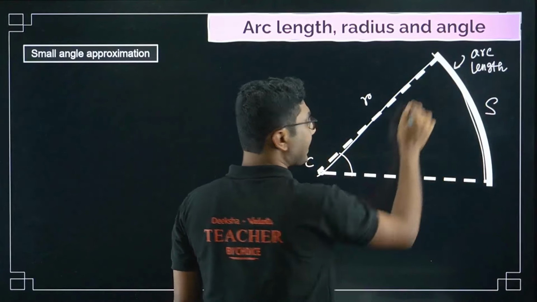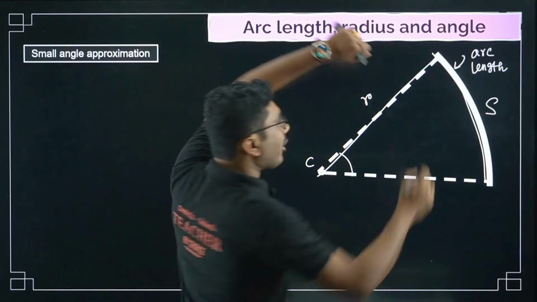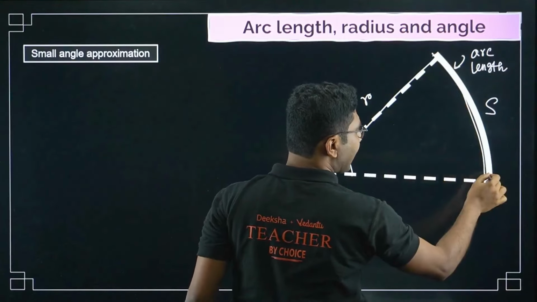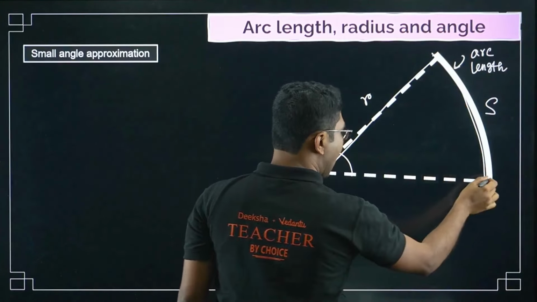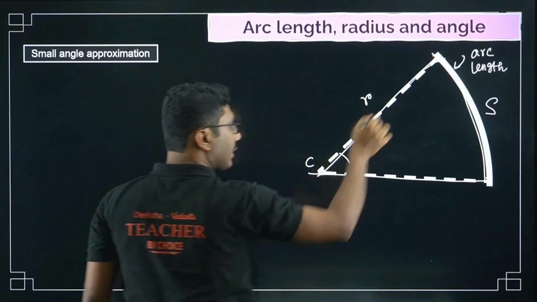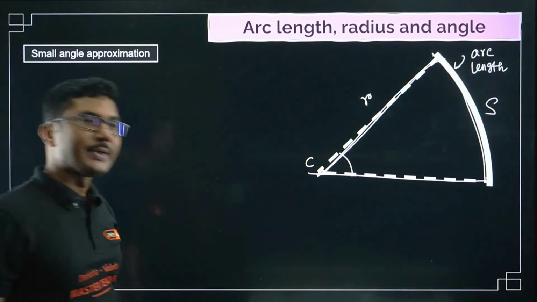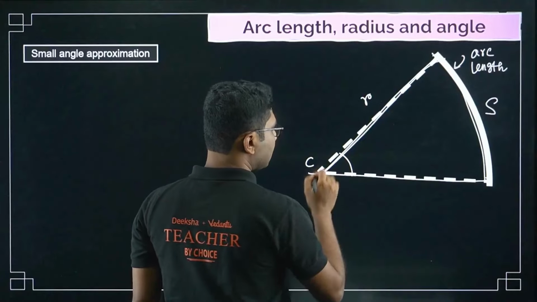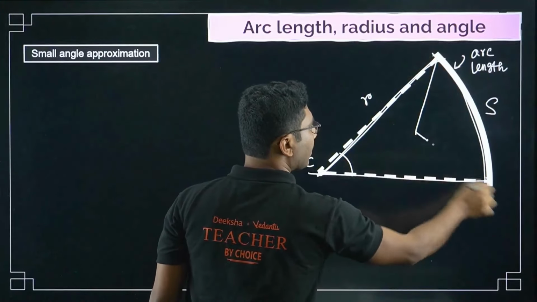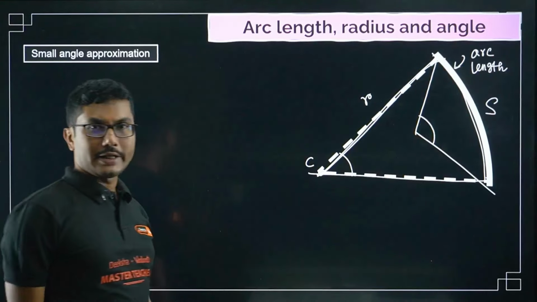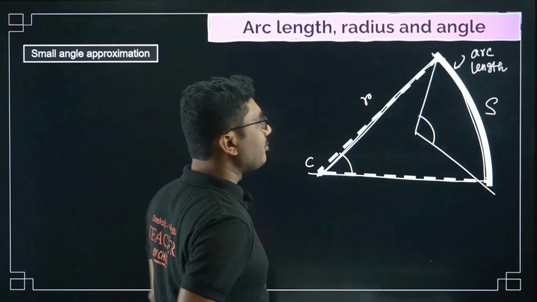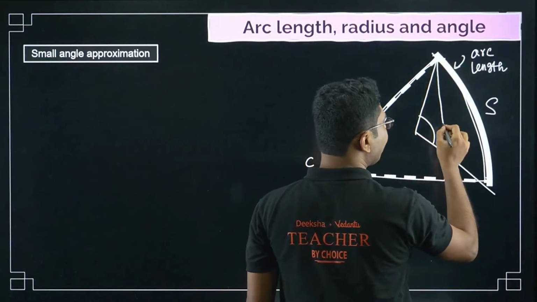Subtended means what? You take a point on both extreme sides of the arc and you join them. This is called the angle. Subtended at some point, you can take the point over here also, but the angle will be different, right? But this angle is not important. Each and every point will have a different angle.